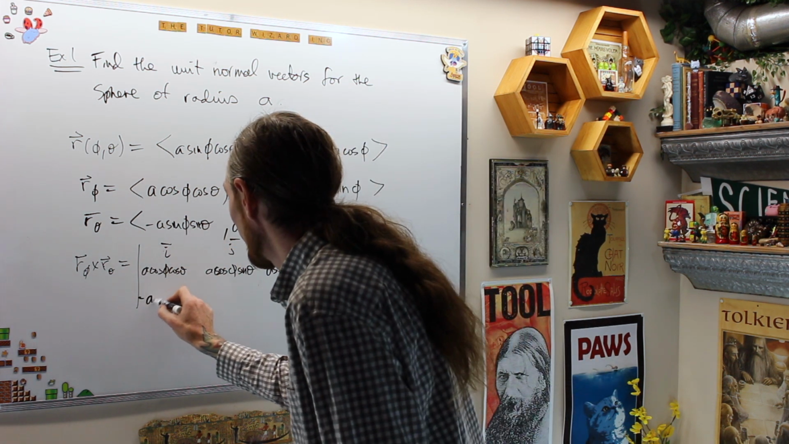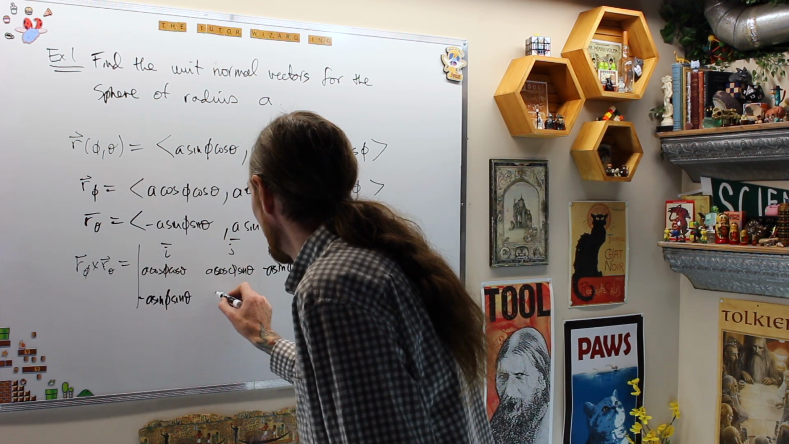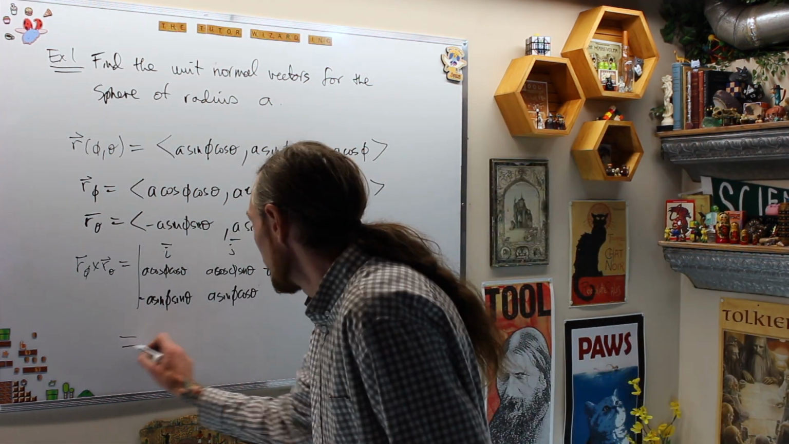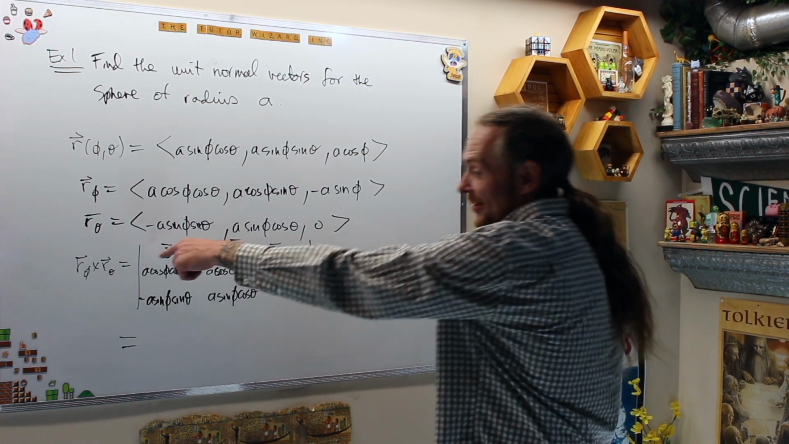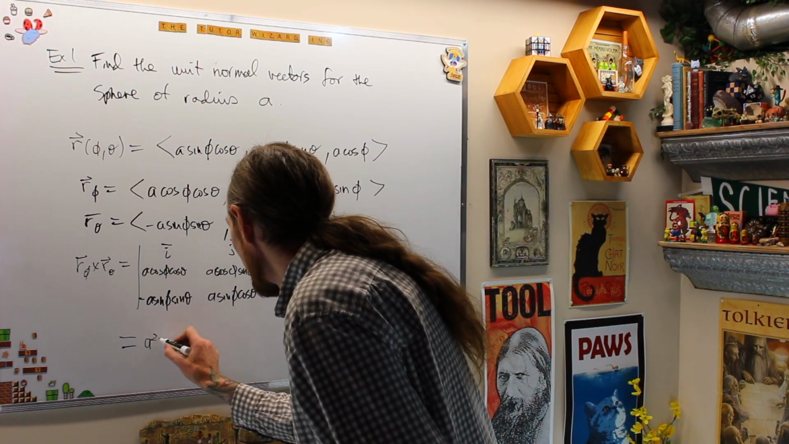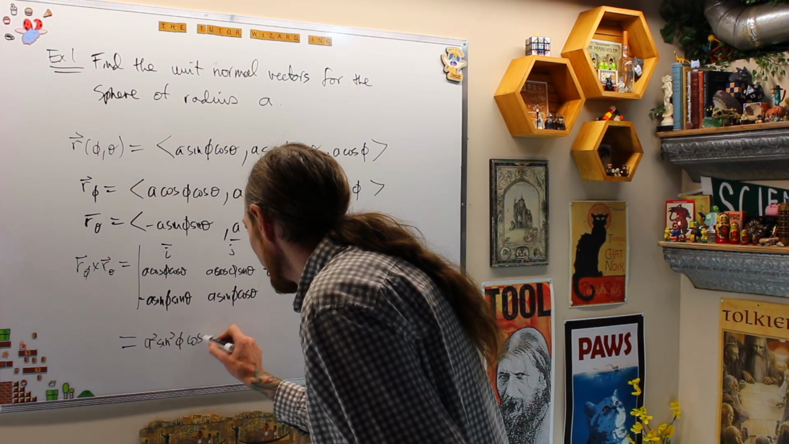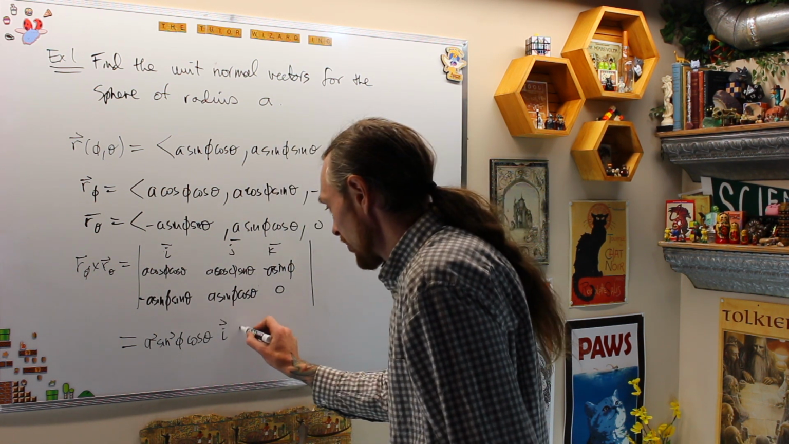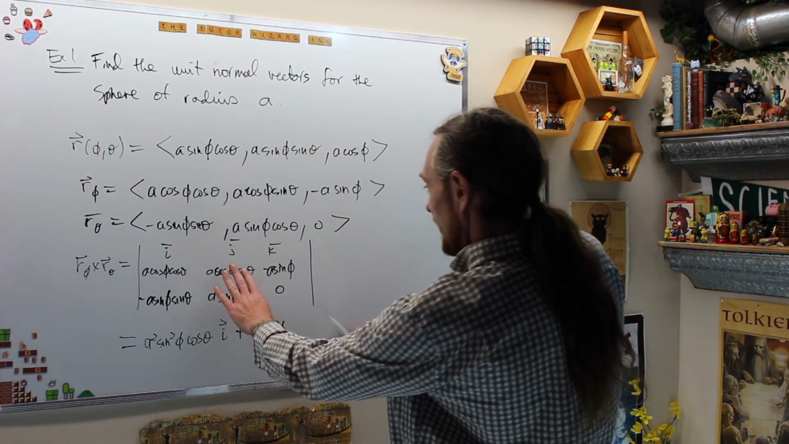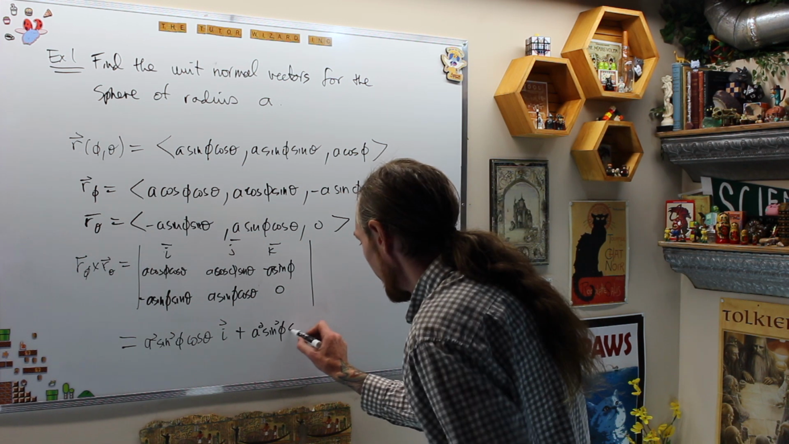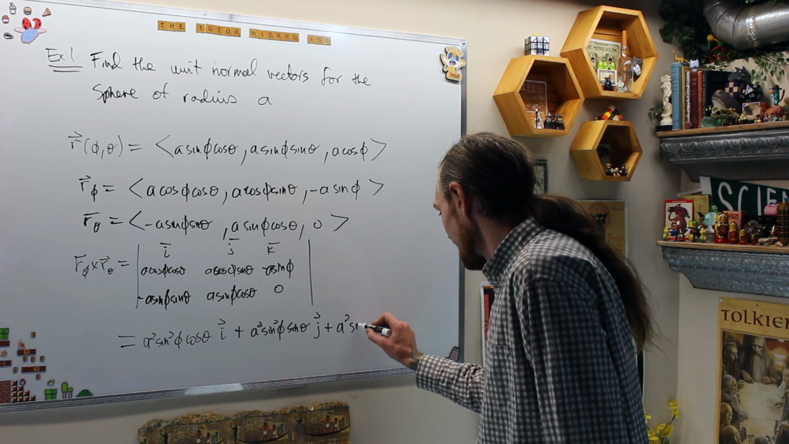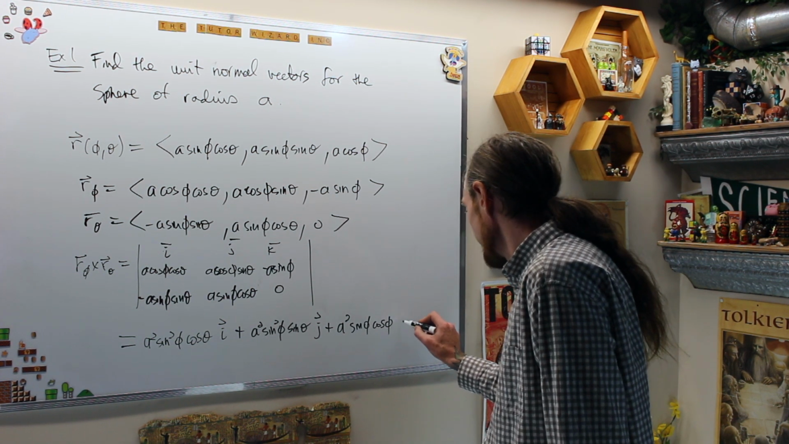On the bottom I have negative a sine phi sine theta, a sine phi cos theta, 0. Once I calculate this, I'm doing cofactor expansion along the top row. So block out this, and I get 0, so I get a squared sine squared phi cos theta i plus a squared sine squared phi. When I block off j, I get 0, and then a squared sine theta j plus a squared sine phi cos phi times k.